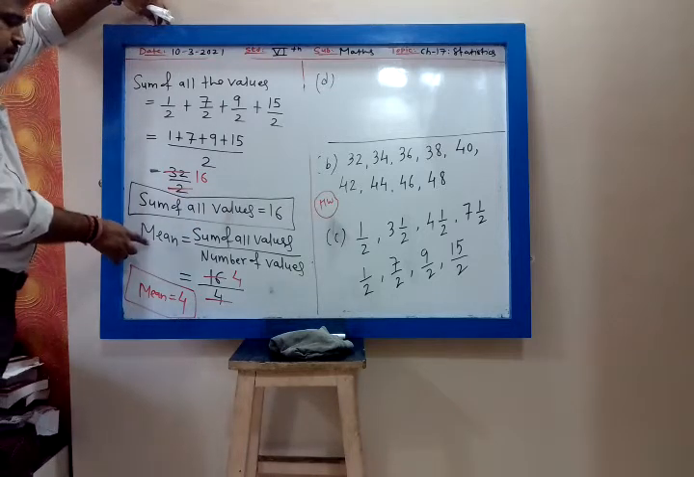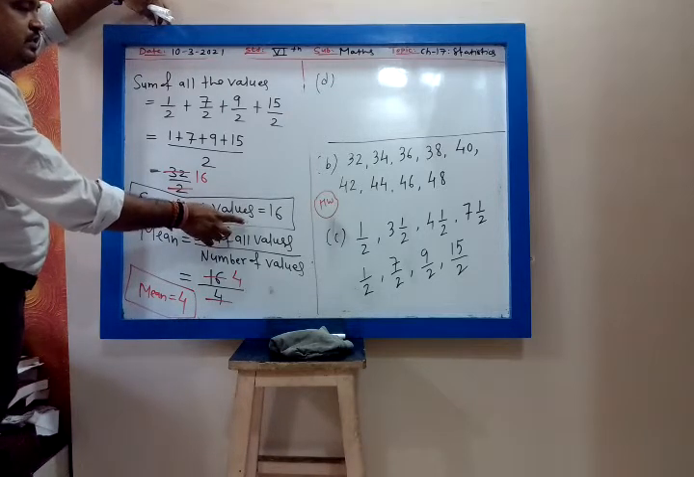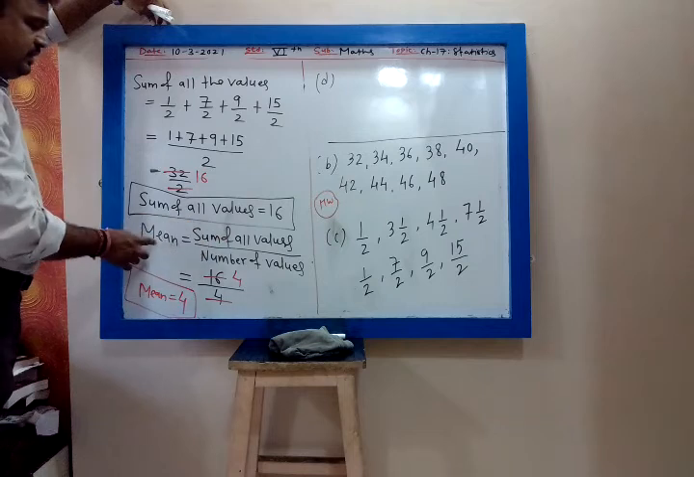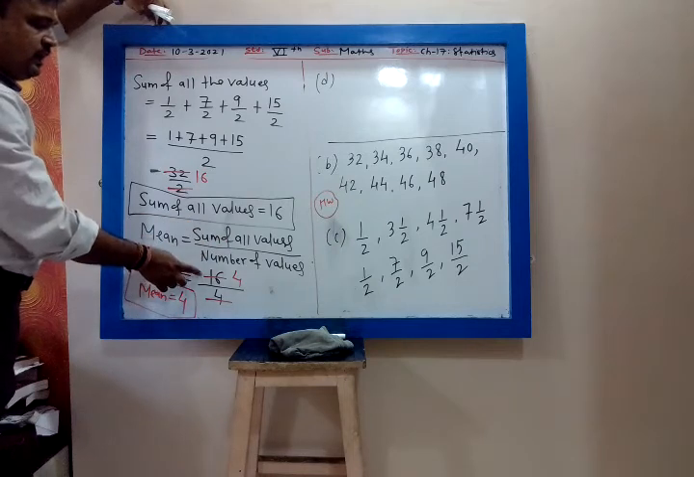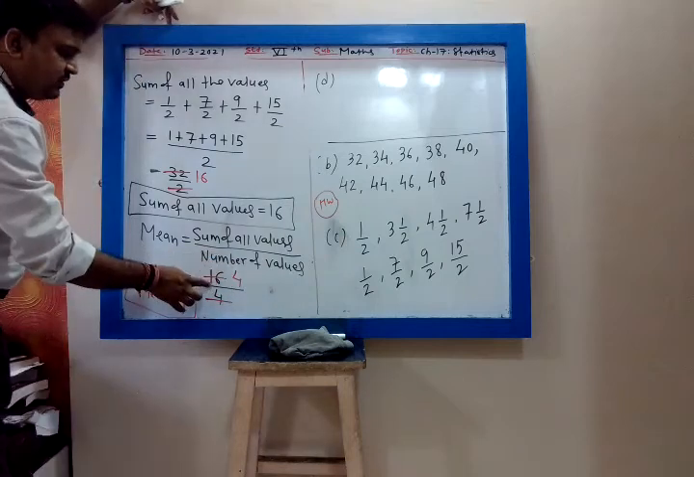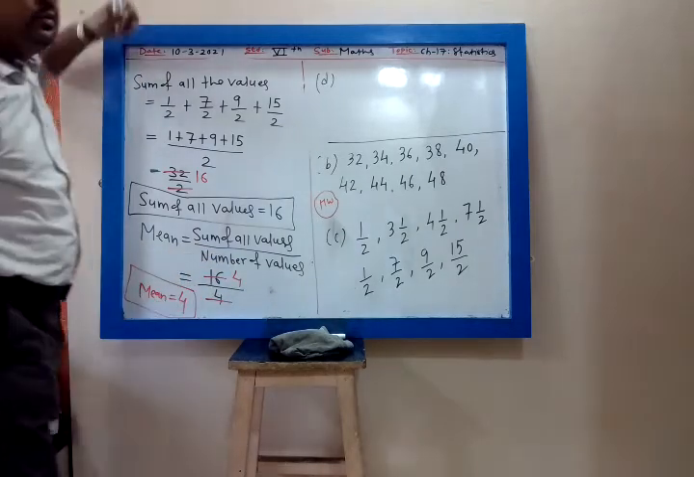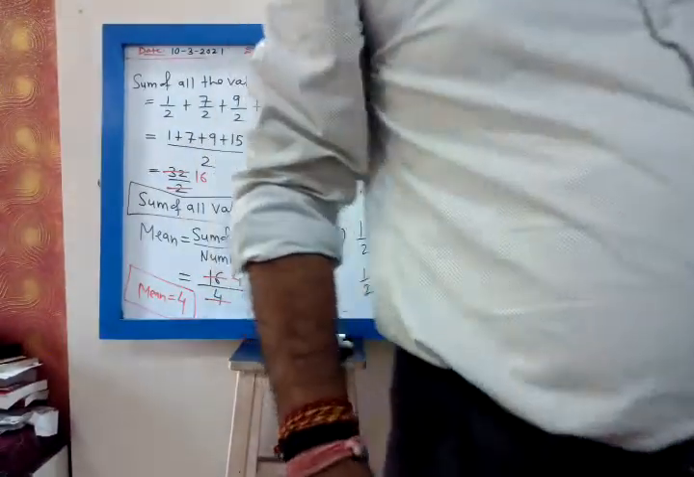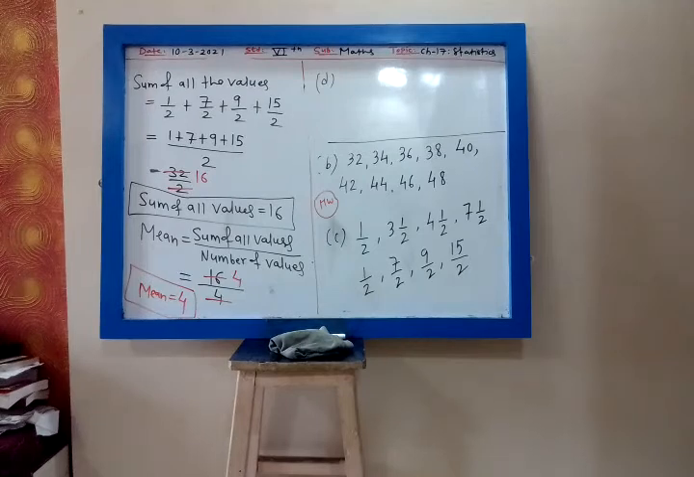Then mean is the sum of all the values divided by the number of values given. The sum of all the values is 16. How many values are given? 1, 2, 3, 4. Divide this total 16 by 4. You will get the mean as 4.